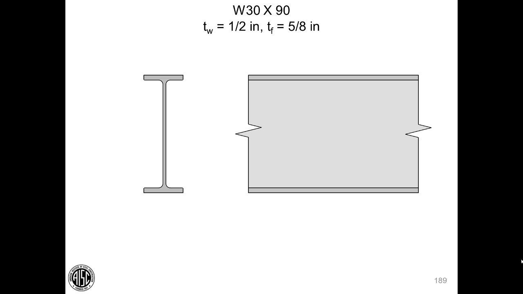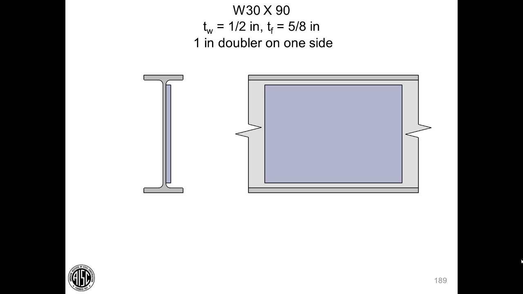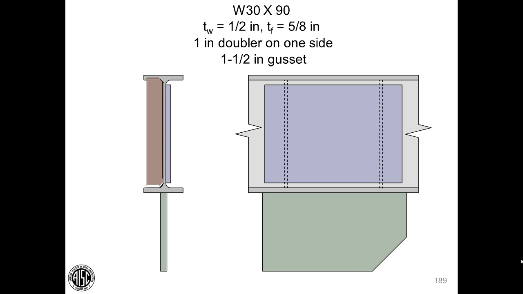The second example involves a W13/90 that has a web that's 1/2 inch thick and a flange that's 5/16 thick. This assembly received a 1 inch thick doubler on one side and a series of stiffeners on the other side. A gusset plate that was 1.5 inches was welded in place. Now that's the configuration, and when you just put in some symbolic welds, you start to realize there's a lot of concentrated welding right in this location.